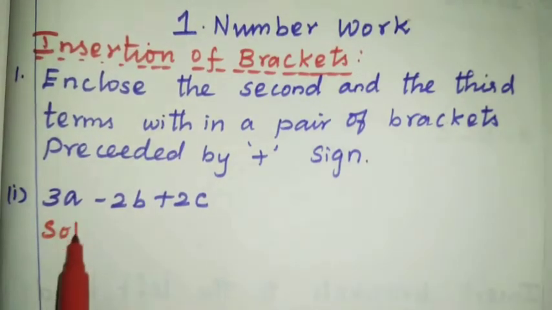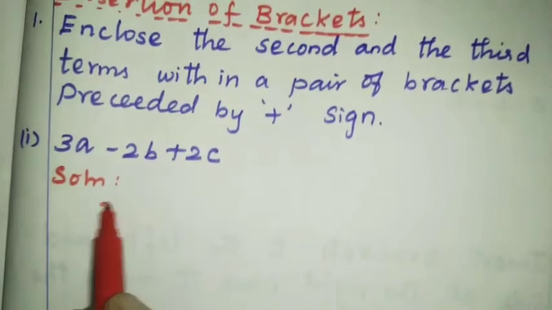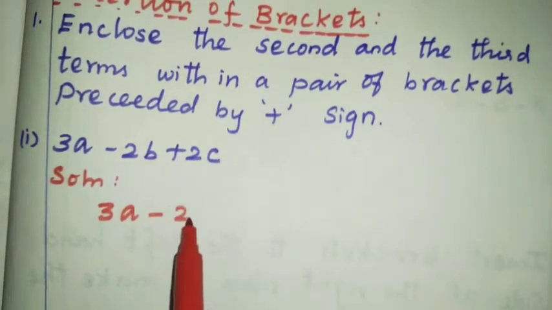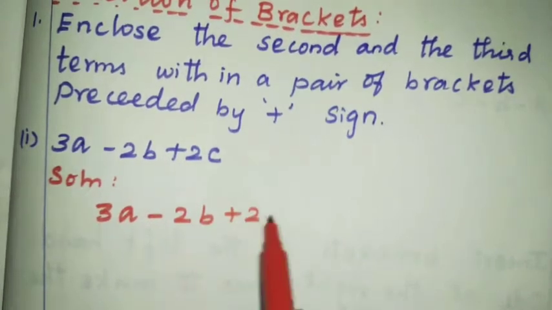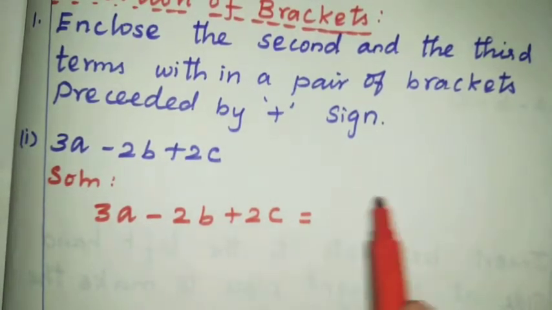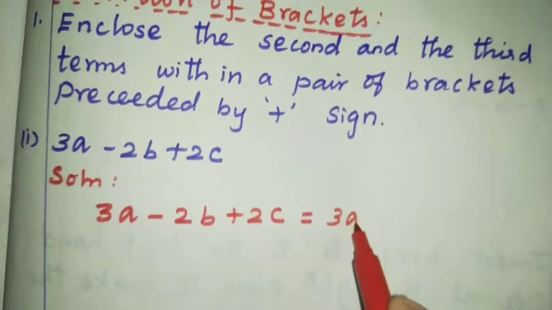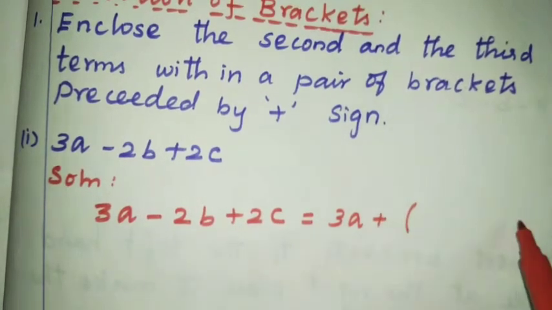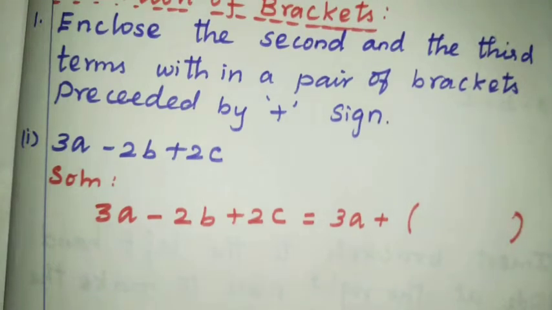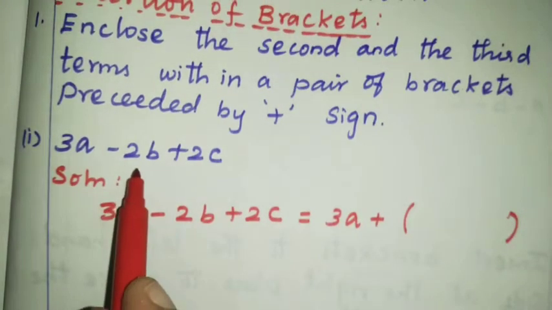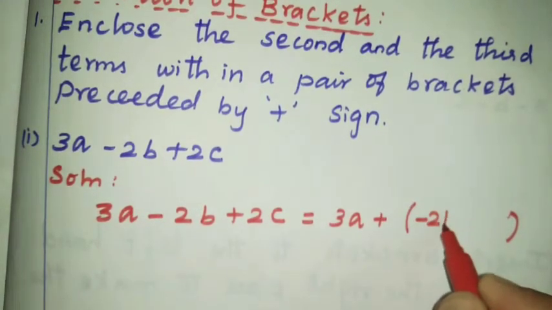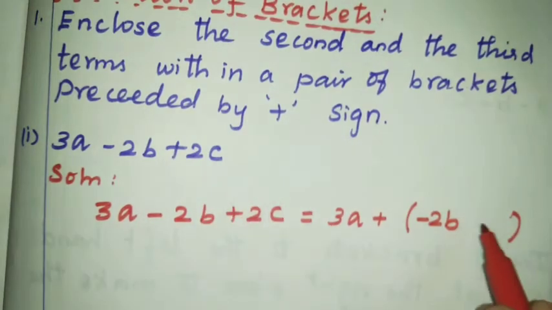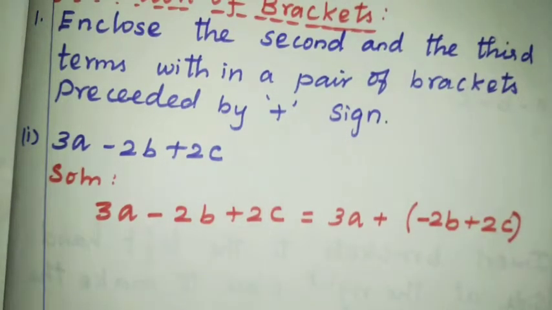So your solution is 3a minus 2b plus 2c, which is equal to, what's the first rule? Enclose the second and third term within a pair of brackets. Before the bracket there is a positive sign. That means we cannot change the sign of the elements within the bracket. The second term is minus 2b, so whatever it is you have to write it. Then the third term is plus 2c. So this is your answer.